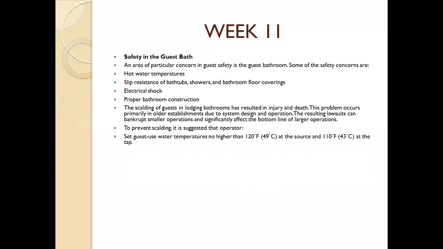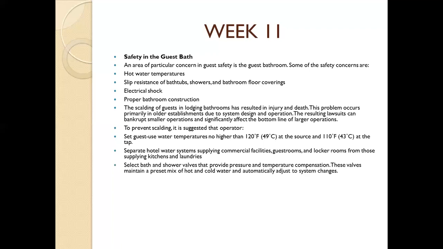So to prevent scalding, it is suggested that the operator should set guest use water temperatures no higher than 49 degrees Celsius at the source or 43 degrees Celsius at the tap. So separate hotel water system supplying commercial facilities, guest rooms, and locker rooms from those supplying kitchens and laundries, and select bath and shower valves that provide pressure and temperature compensation. And usually these valves maintain a preset mix of hot and cold water and automatically adjust to system changes.